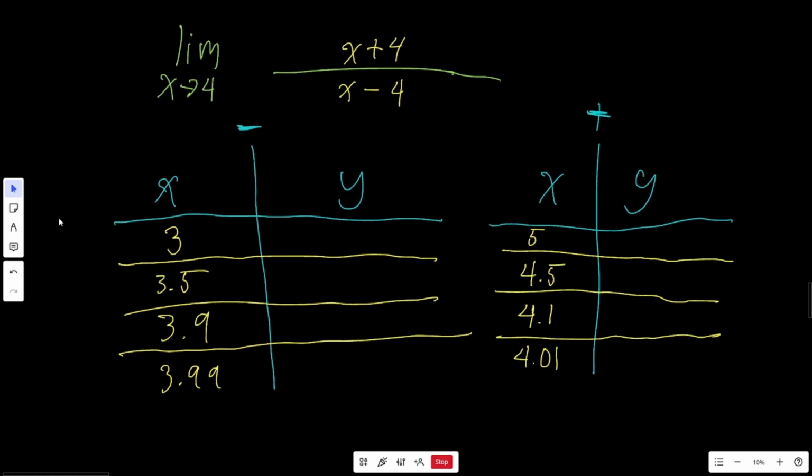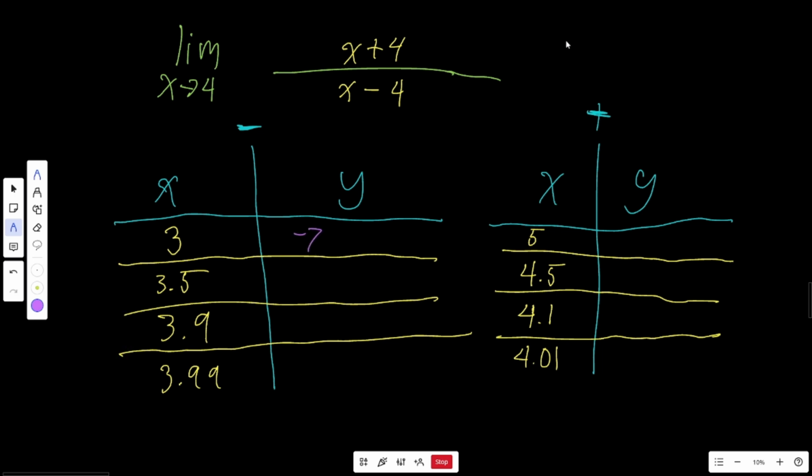So let's try. We substitute 3 first. We know that we can't substitute 4 because this won't work. There's going to be an indeterminate value. Not indeterminate, rather undefined. We'll get 0 in the denominator. So let's try substituting 3. If we substitute 3, we'll get 7 over negative 1. That simplifies to negative 7. So we'll just put negative 7 over here.